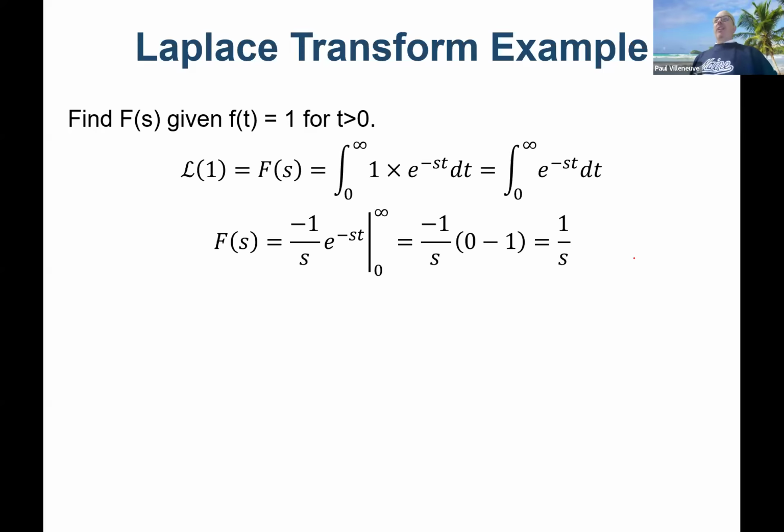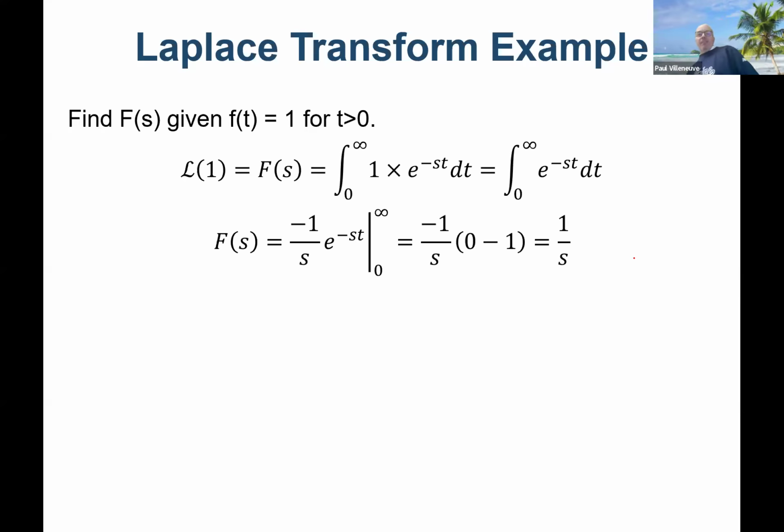How about the Laplace transform of a number? Let's pick it to be 1. Just 1. That's all it is. And we want this to be t greater than 0 because we want this to be a unilateral transform, meaning we start at 0 and above. We're not going to go to minus infinity because it makes it a lot more work.